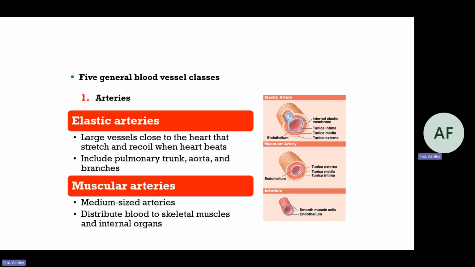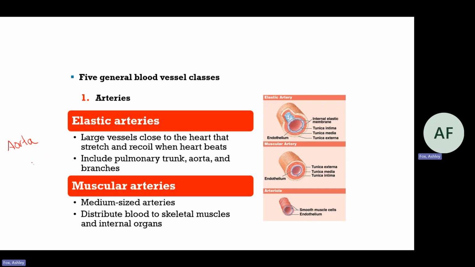So looking at the types of arteries. The largest arteries are what we call the elastic ones. If they're closest to the heart, they really need to stretch and recoil. So things like the aorta are going to be a major elastic artery. It's right next to the heart.